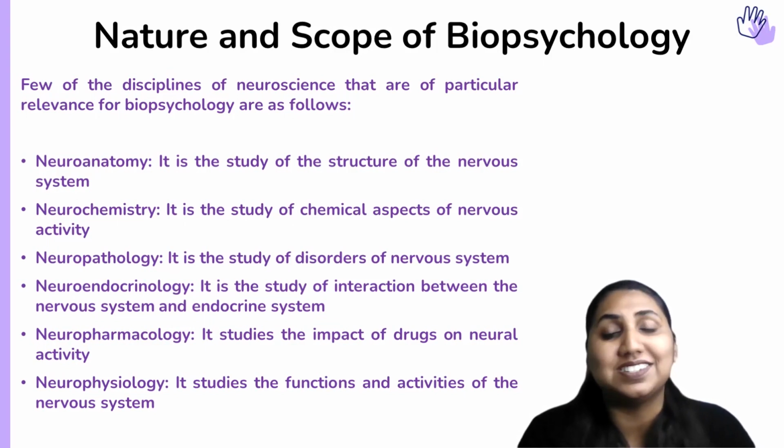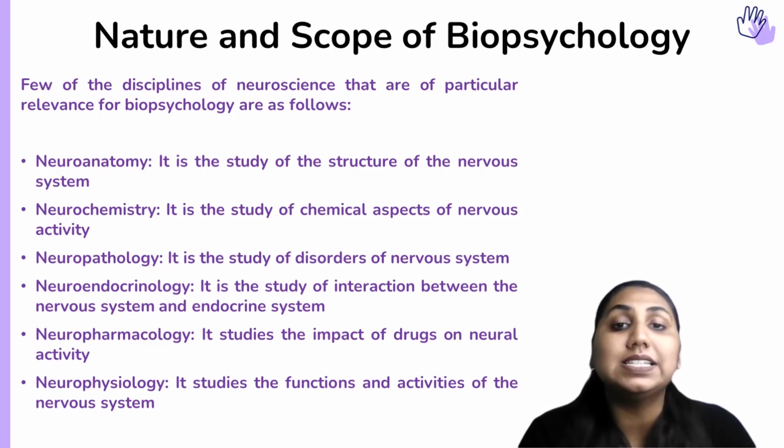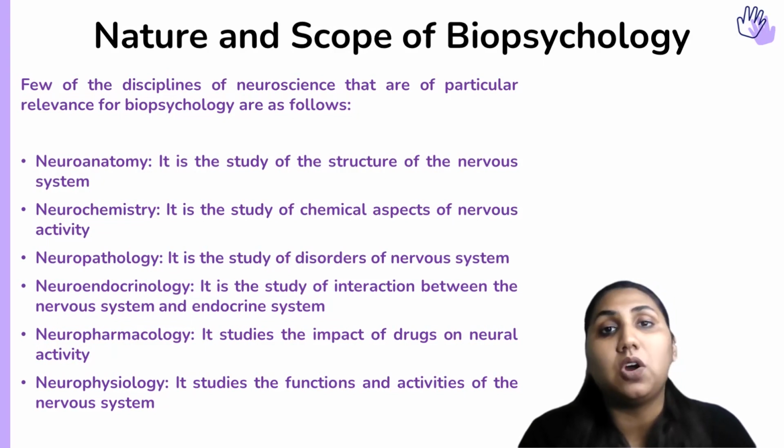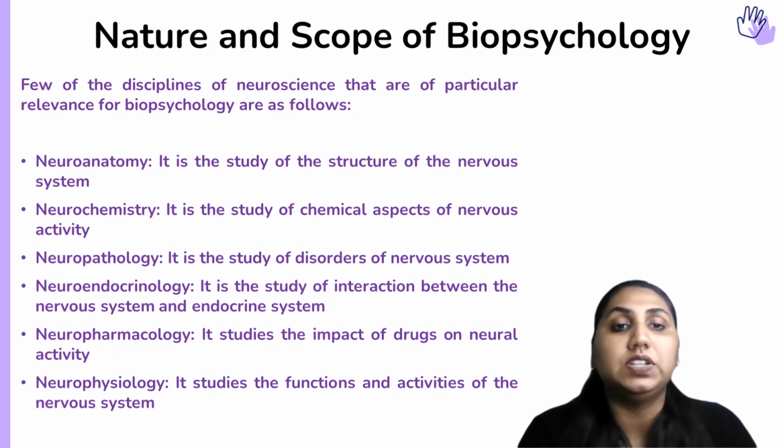This is all we discussed in the previous BPCC 101, right? So, how is that happening? Through chemical relays. So, that is something which we will learn. But neurochemistry is something that focuses on this element. Then we have neuropathology. When we talk about neuropathology, this is the study of disorders of the nervous system. So, any disorder which happens in your nervous system.